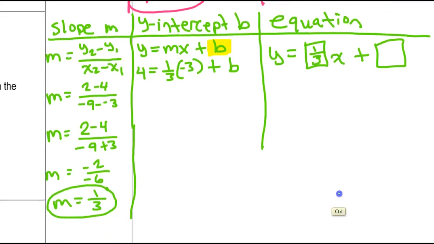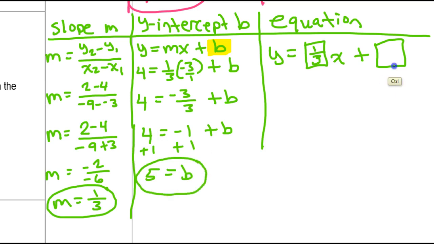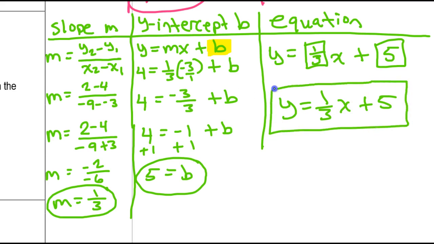Okay, so I should now be able to solve this for b. So this is going to give me 4 is equal to, this is like having negative 3 over 1, so this is really like negative 3 over 3 plus b. So that means 4 is equal to negative 1 plus b, and then if I add 1 to both sides, that gives me 5. So b is equal to 5. So that means 5 goes here. So that means my final answer is going to be y is equal to 1/3 x plus 5. Kabam! That's the answer to number 2.